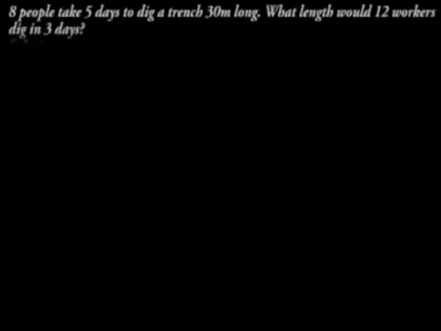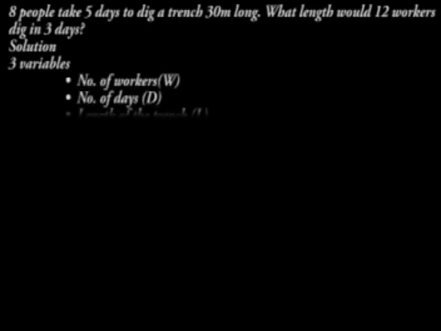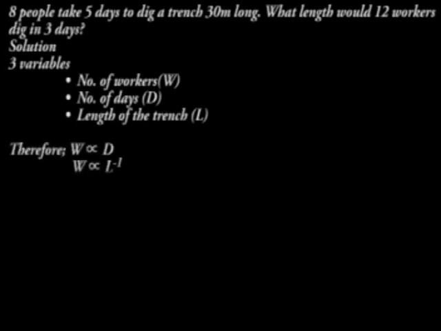Another example, 8 people take 5 days to dig a trench 30 meters long. What length would 12 workers dig in 3 days? There are 3 variables, that is number of workers, number of days, and the length of the trench. If the number of workers increase, the number of days taken decrease. However, if the workers increase, the length of the trench increases.